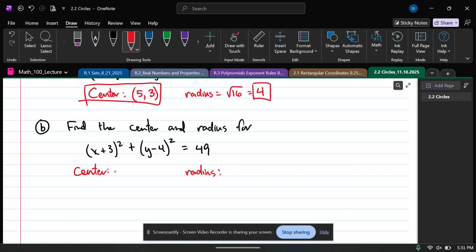Very good. -3, +4. Remember, take the opposite of the number in the parentheses. So the opposite of +3 is -3. The opposite of -4 is +4.